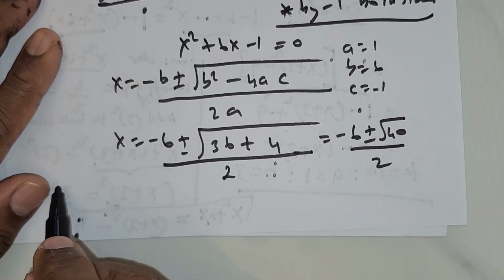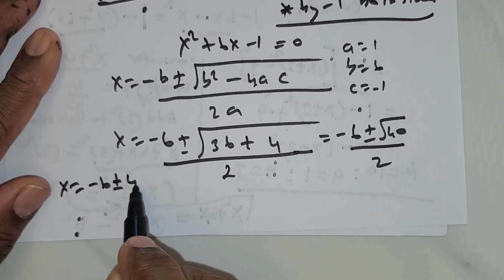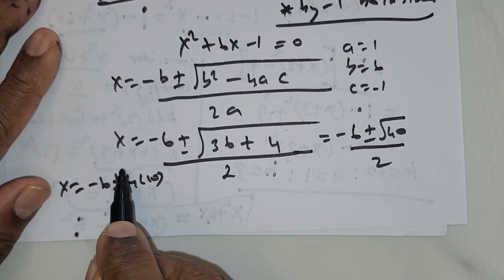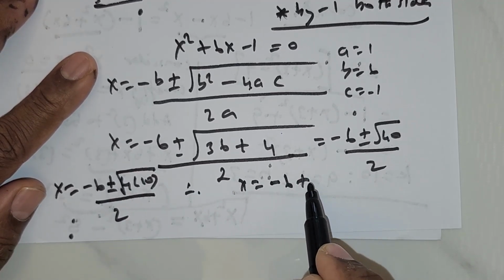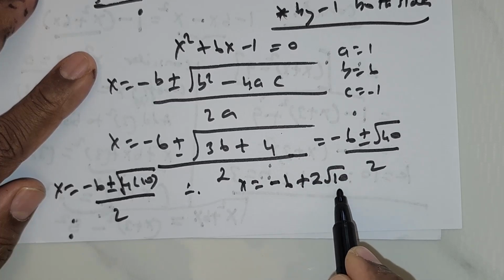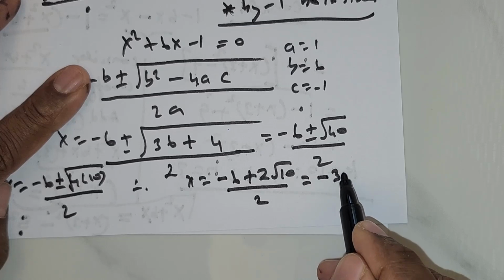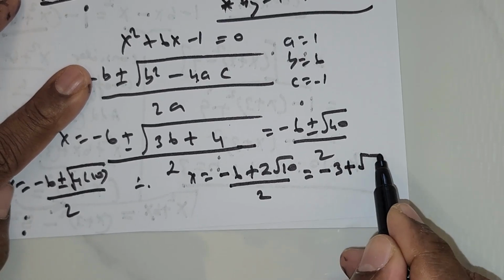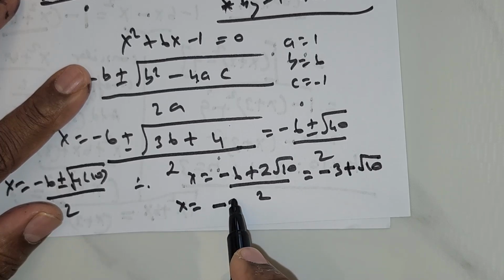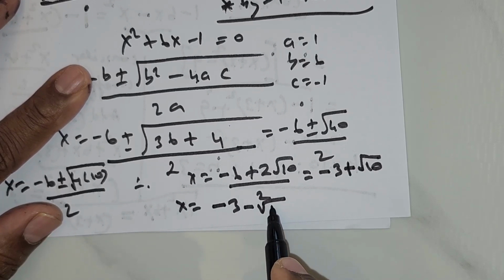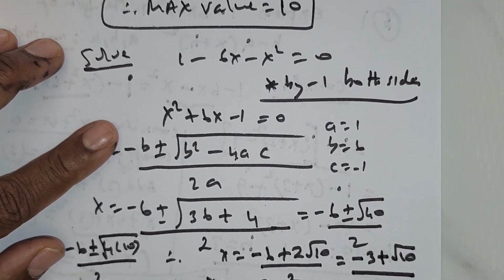So from here I can rewrite this as x = (−6 ± √(4 × 10)) / 2. So therefore x = (−6 ± 2√10) / 2. That is going to give me −3 + √10, that's one value, and then the next value would be x = −3 − √10. So this is one value, this is another value. So that's the solution for this question.